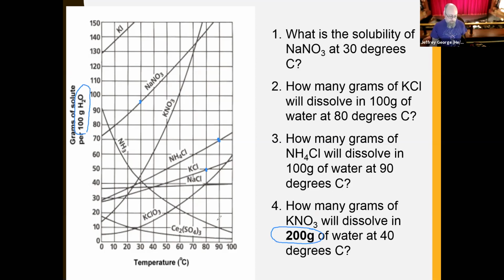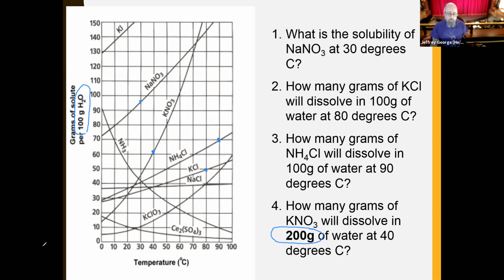All right, so KNO3 at 40 degrees. KNO3 is up here, right? And so I would call that roughly 62, something like that, right? It's definitely above 60, right? Another person might see it as 61 or 63, and that's fine. All right, so at 40 degrees, I can dissolve 62 grams of KNO3 in 100 grams of water, right? If I have 200 grams, I need to double that value. And so if I can dissolve 62 grams in 100 grams of water, then I can dissolve 124 grams in 200 grams of water. So I simply double that.